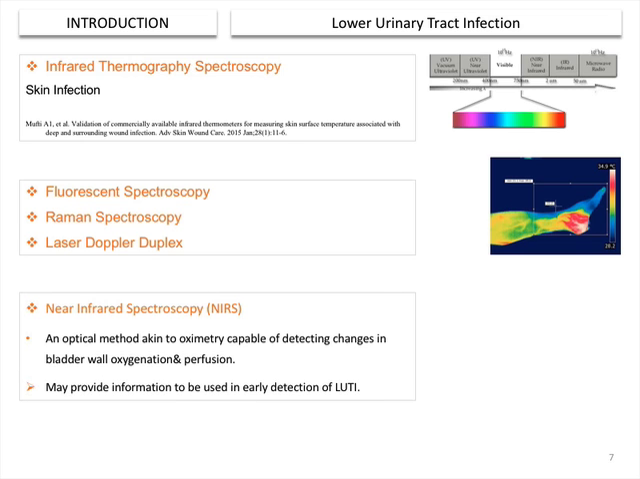Near-infrared spectroscopy is another optical method that uses light in the near-infrared spectrum of light, somewhere here.